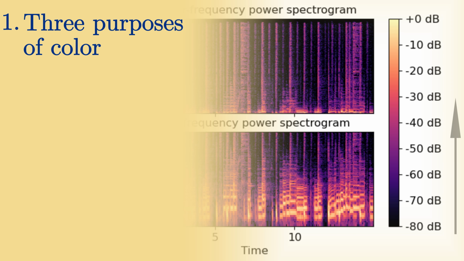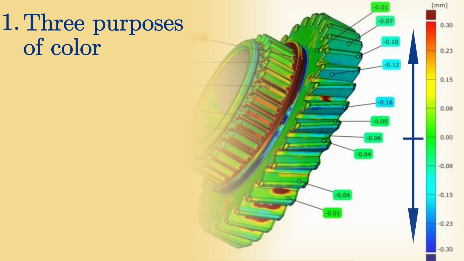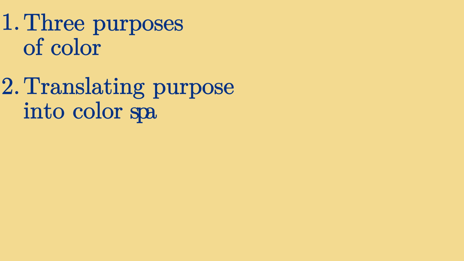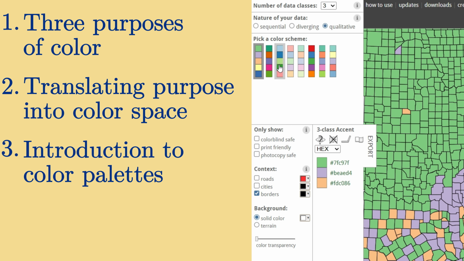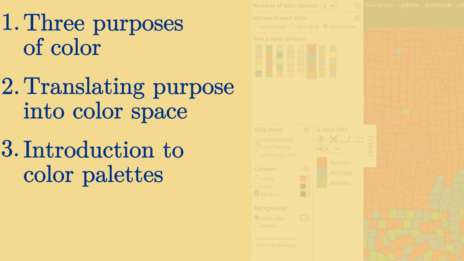First, we'll discuss the 3 purposes of color, what your color choice is actually meant to encode. Then, we'll translate those purposes into color space and see how each one corresponds to a specific path in the color wheel. After that, I'll introduce professional color palettes that already solve these problems for you.